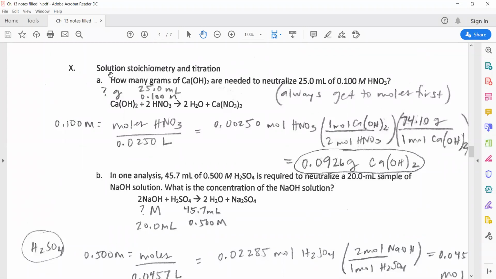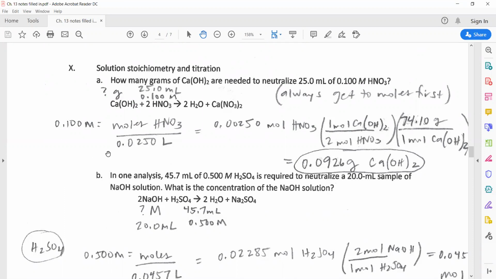So what I like to do is just tally up what I know from a problem and list it on the chemical equation and then figure out where to go from there. So it says how many grams of calcium hydroxide, so I'm going to put question mark grams there, are needed to neutralize 25 milliliters of 0.1 molar nitric acid. Okay, well, if I'm trying to get to moles of something first, you see what you know. Well, I don't know anything about calcium hydroxide yet, but nitric acid, I know molarity and I know volume, which means I can use the molarity equation to figure out moles of nitric acid, which is exactly what I want to do. I want to get to moles of something.